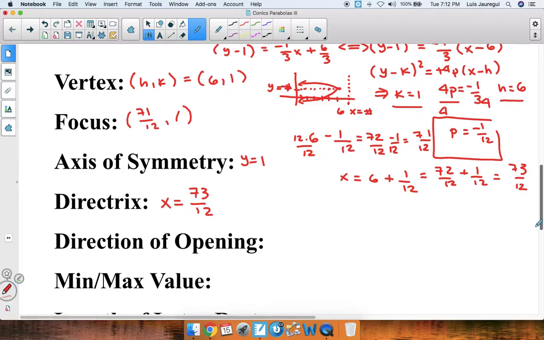Now we need to talk about the direction of opening. Based on the equation, we already determined that this was going to open either to the right or to the left. And based on the value for p, which happens to be negative, we decided that the direction of opening will be left. Now, our parabola, as you go to the right, will reach a maximum value of x equals 6. So in this case, we have a maximum, and that occurs when x is equal to 6. So the maximum value here will be equal to 6.